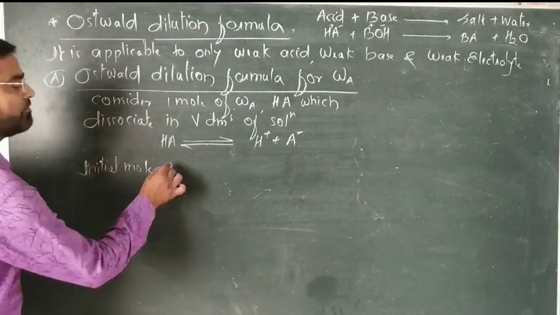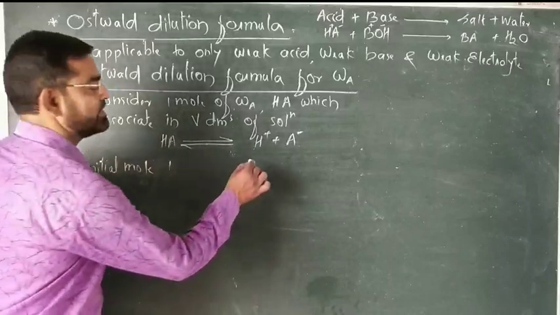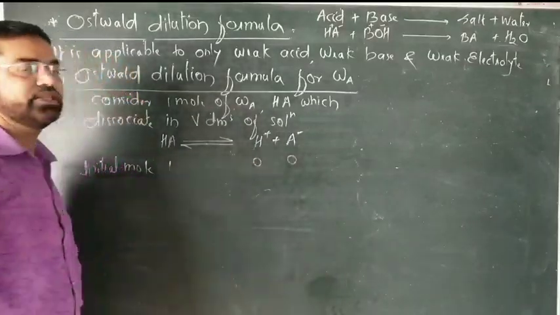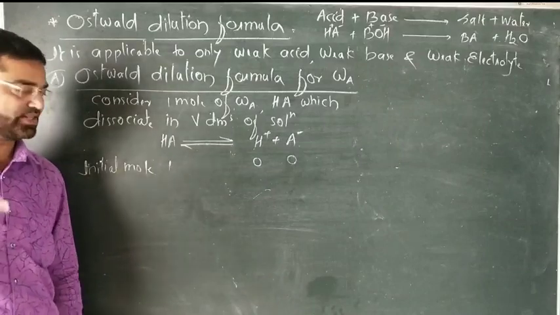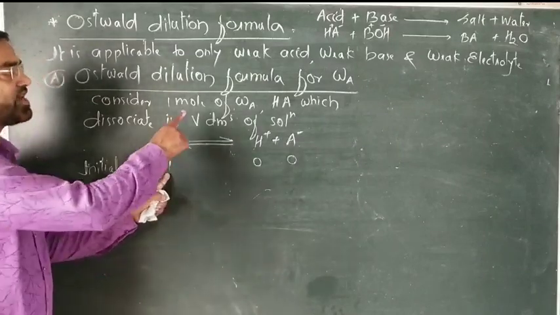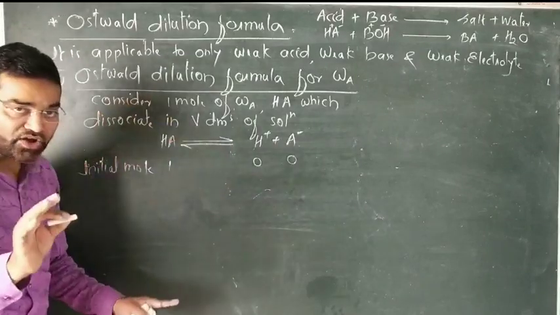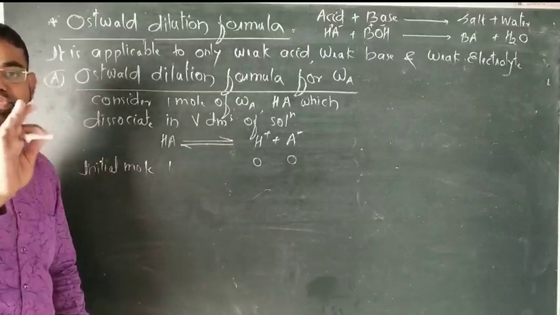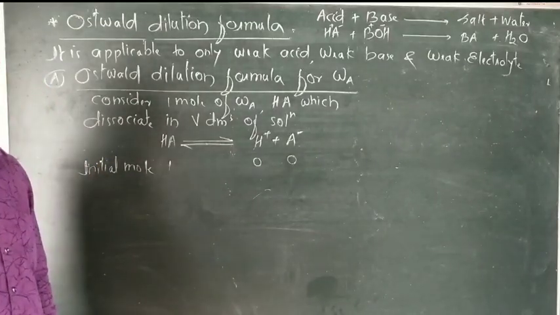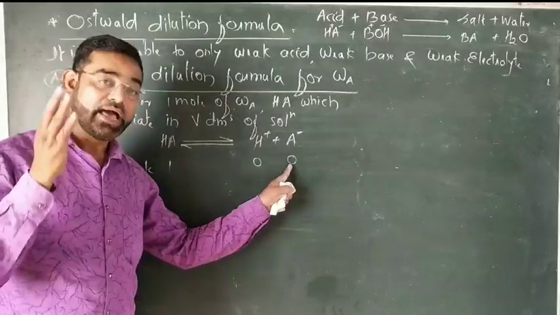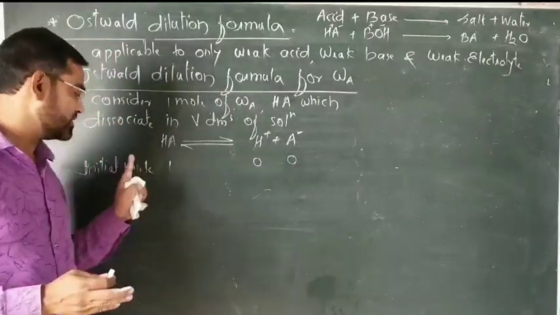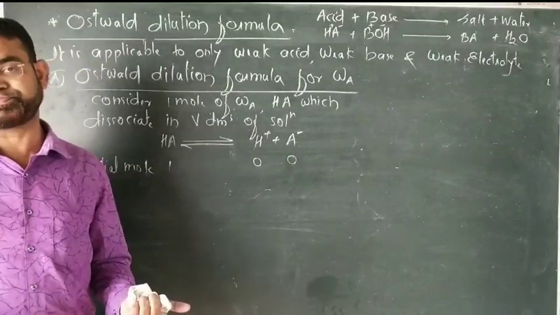Initially we take 1 mole, there is no dissociation, so that's a 0. Yes, this is a very important thing. Till now no dissociation has started, that's why initially we have 0. After some time the dissociation will start.